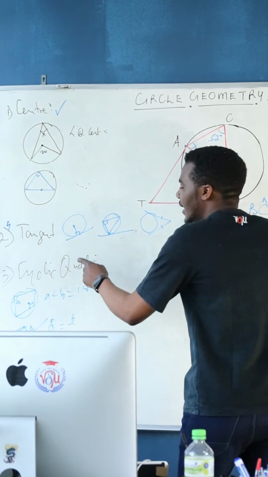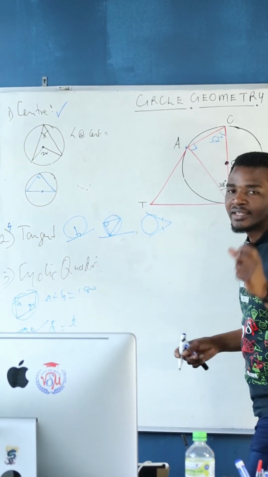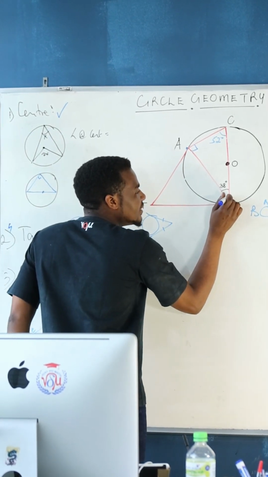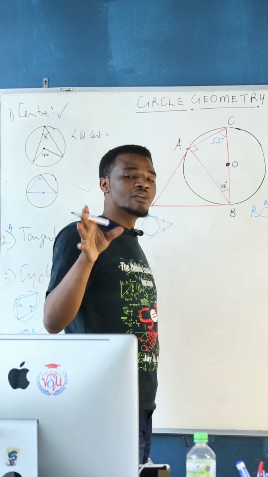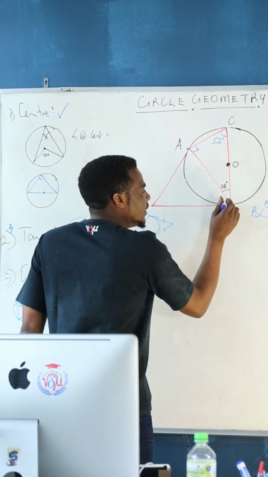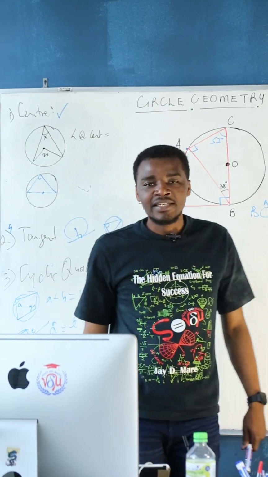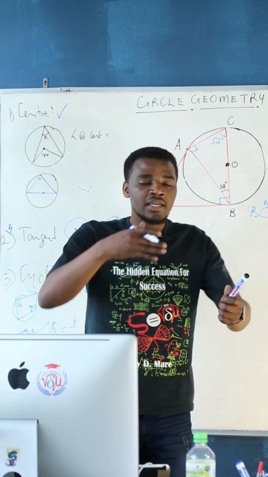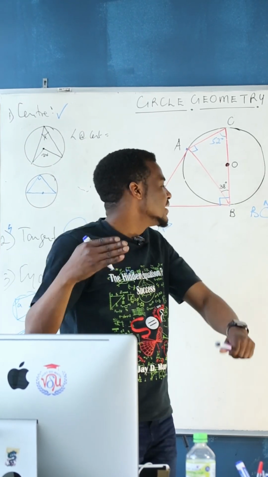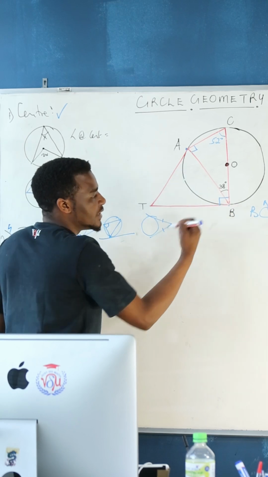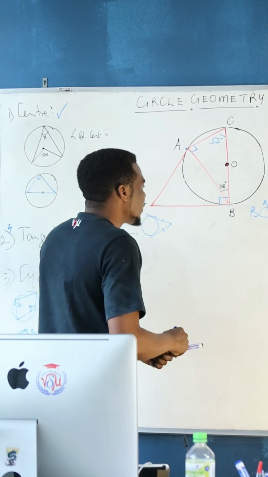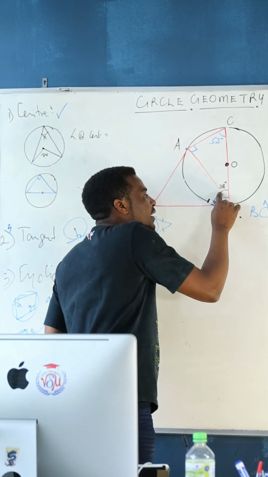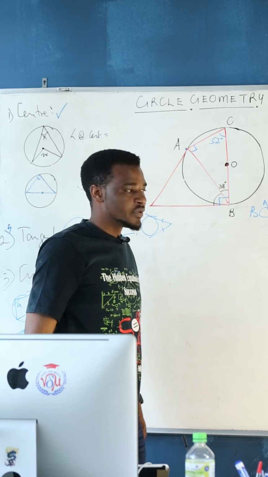There's a theorem which says whenever a tangent meets the radius, they form a right angle, which is a 90-degree angle. So here we have a 90-degree angle because this is a tangent and this is a radius. So we know that a tangent and a radius meet at 90 degrees. So if this angle is 90 degrees, straight away we can also figure out this other angle, right? Because we know that this angle and this angle are complementary, they add up to 90 degrees.